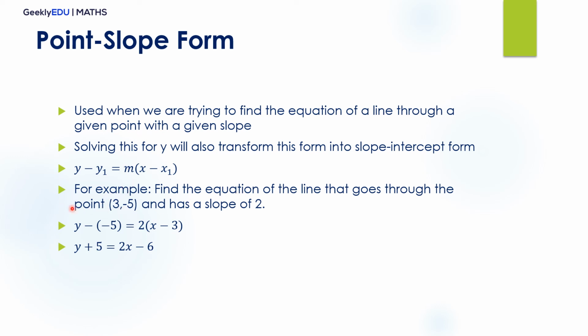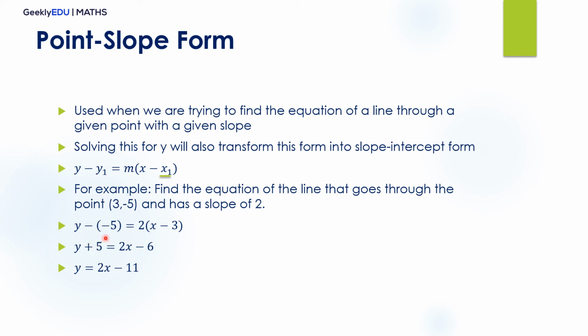And then m is our slope that we have seen in the last two slides. So, for example, find the equation of a line that goes through the point (3, -5) and has a slope of 2. Well, first thing is I got to figure out what these three variables are. I have to figure out what my x1 is, what my m is, and what my y1 is. So my x1 is 3, my m is 2, and my y1 is -5. And that's exactly what we have here when we plug it in.